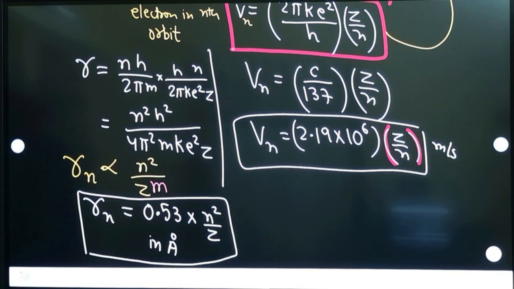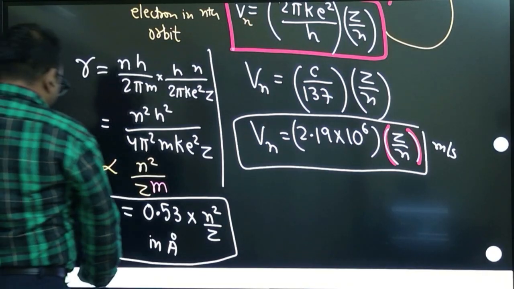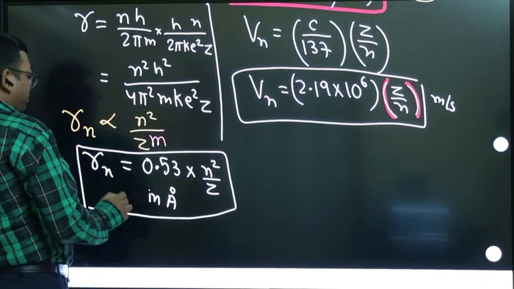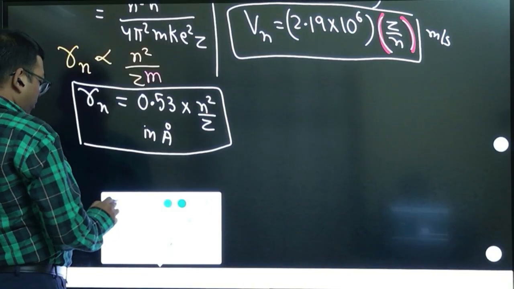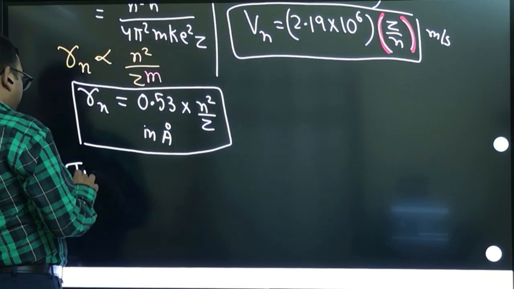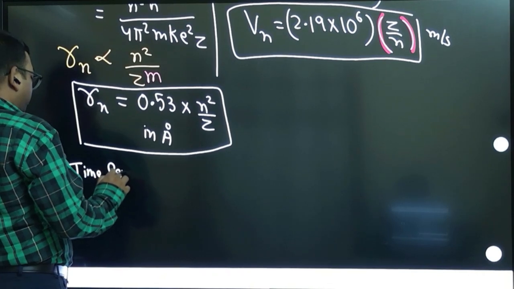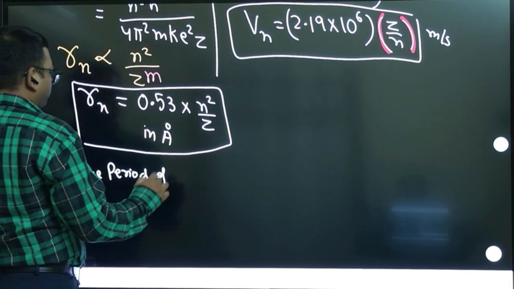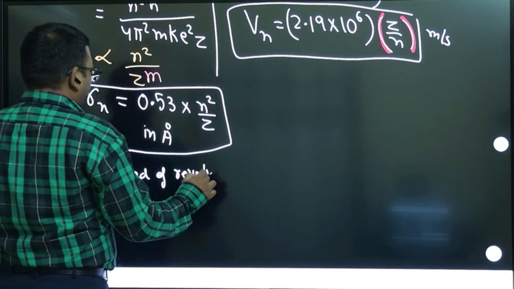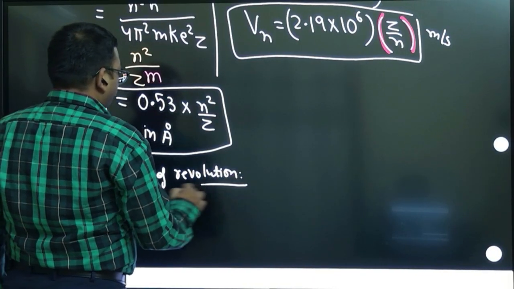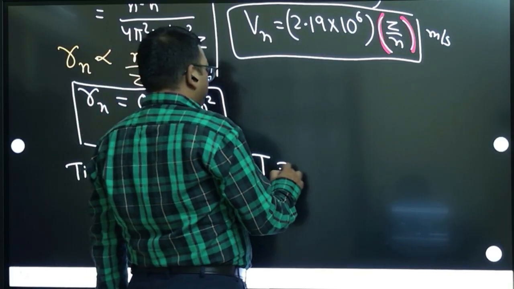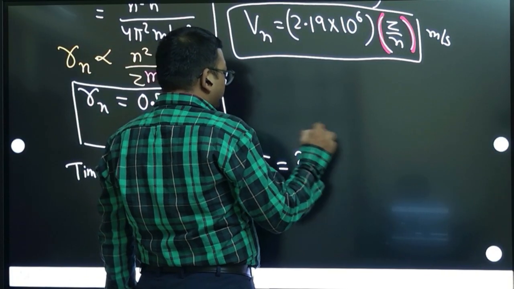Time period we can also calculate. Now I will not do all this calculation; the time period result we will calculate. So, time period of revolution. If you try to calculate the time period, it is distance by speed in one circle.